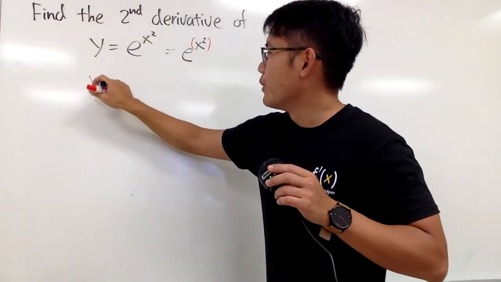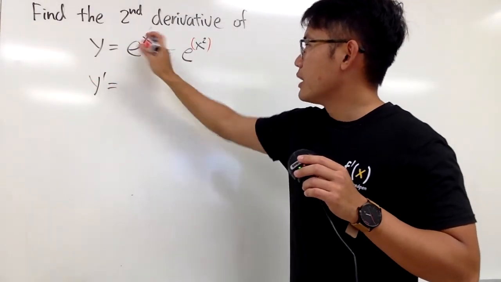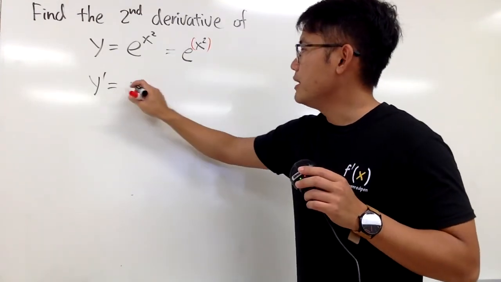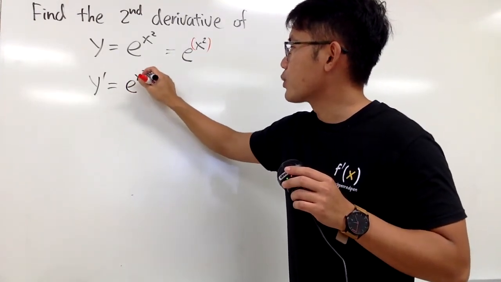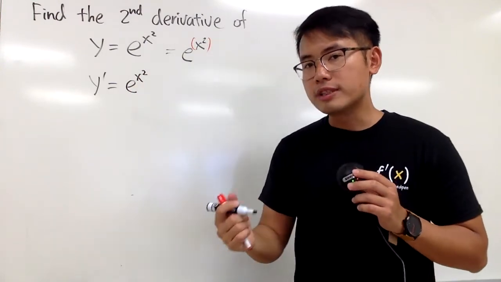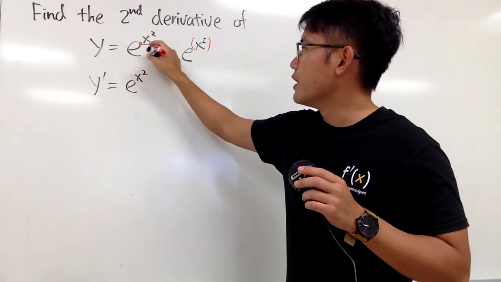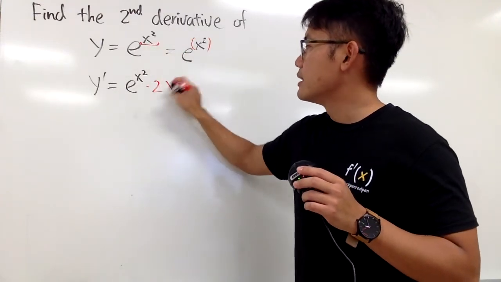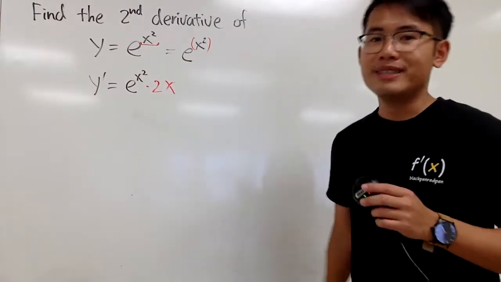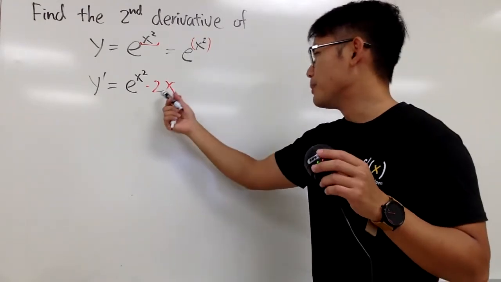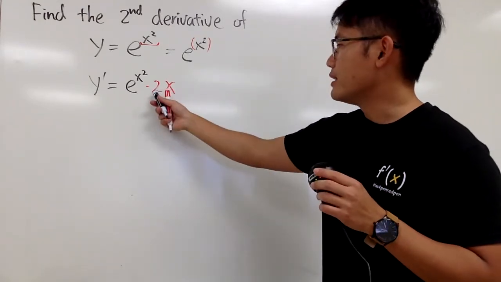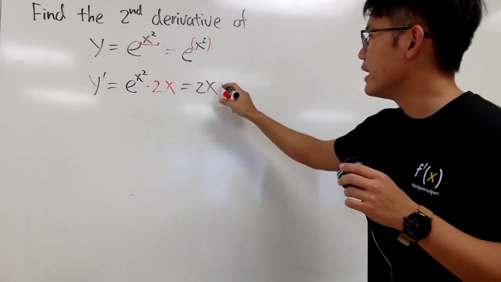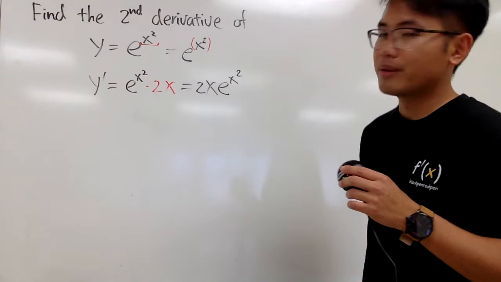Now, let's go ahead. y prime. Look at this form. Remember, the derivative of e to the something first repeats. So let me just write down e to the x squared. And the chain rule says we have to multiply by the derivative of the inside. The derivative of x squared is 2x. So this is pretty much it. And some people prefer, including myself, to write the 2x in front. So let me just write down 2x in the front, and then e to the x squared.